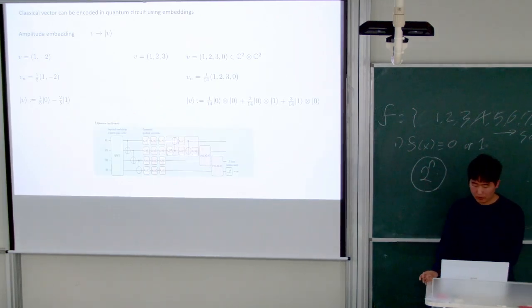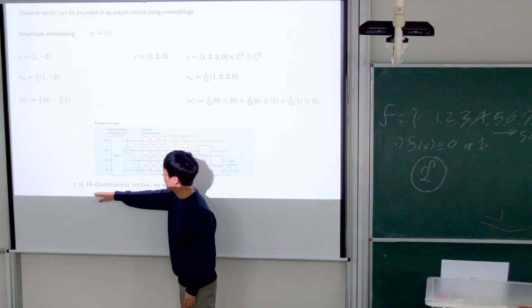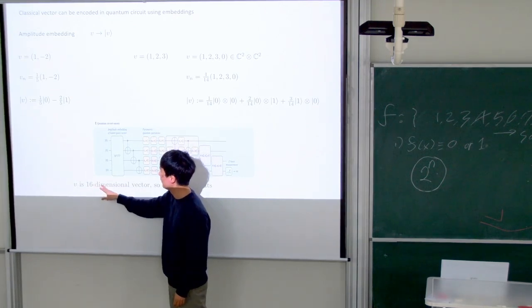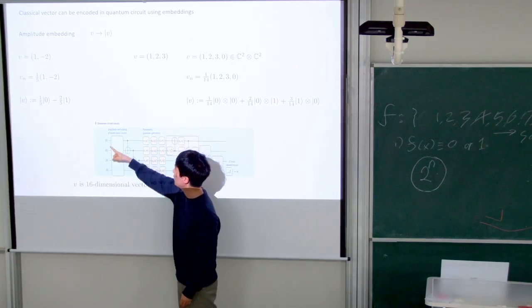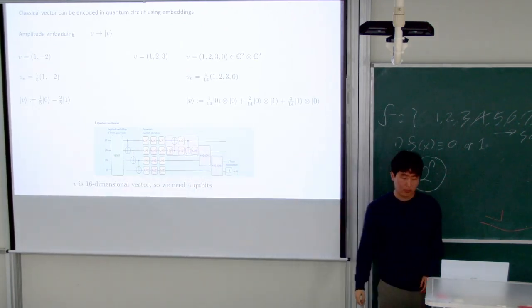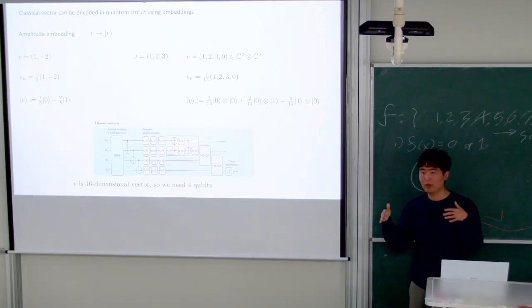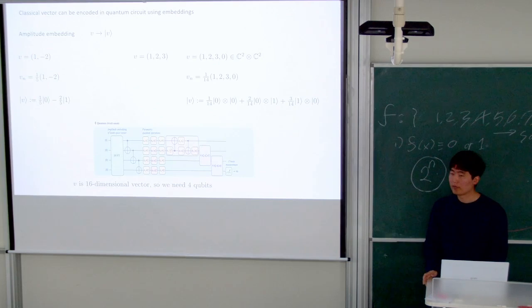So if you recall this picture, I said V is a 16-dimensional vector in the paper. So this is 2 to the 4, so we need 4 qubits to express it. That's why there are 4. But why is V a 16-dimensional vector? It's a latent vector. So we reduce the original peptide to the 16-dimensional latent space. Okay, now we make it into 4 qubits.